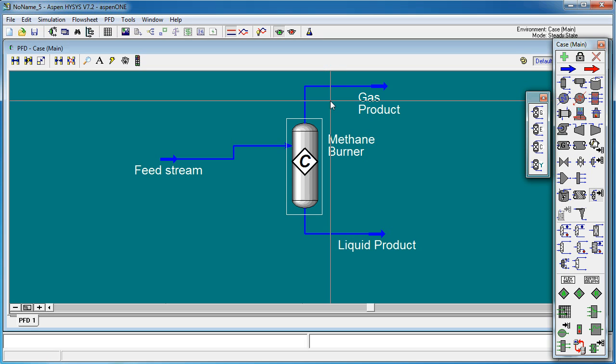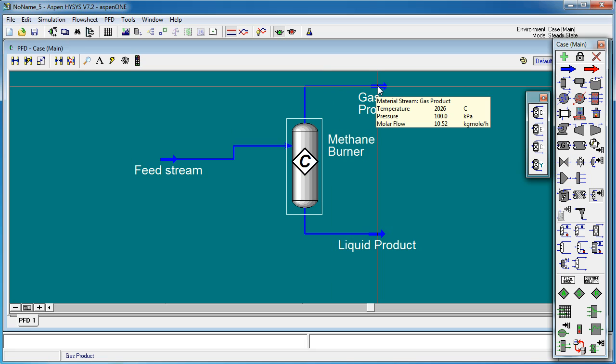So if we close this now and have a look at our gas product, we can see that the temperature is 2026 degrees Celsius. So according to this simulation, the adiabatic flame temperature for methane burning stoichiometrically in air is 2026 degrees Celsius. Our hand calculation gave us 2066 degrees Celsius, 40 degrees Celsius difference.